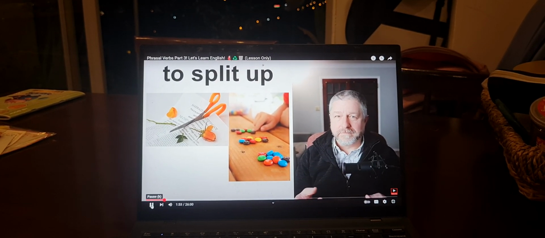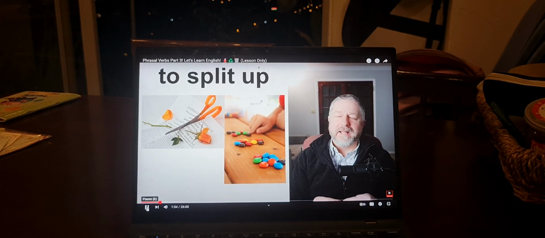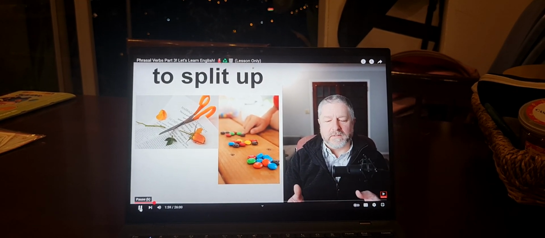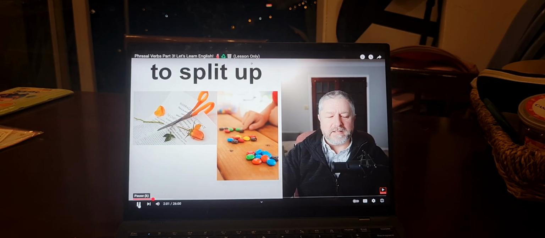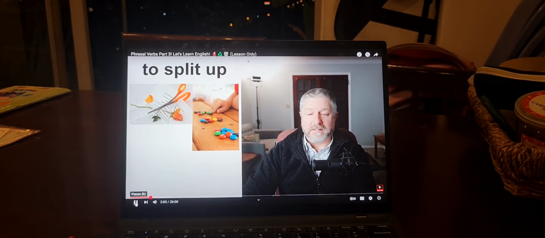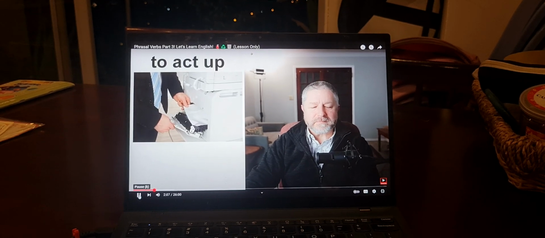Jack and Frida aren't together anymore. They split up a couple of weeks ago. So it means to end the relationship, or to divide. Split up has two meanings.